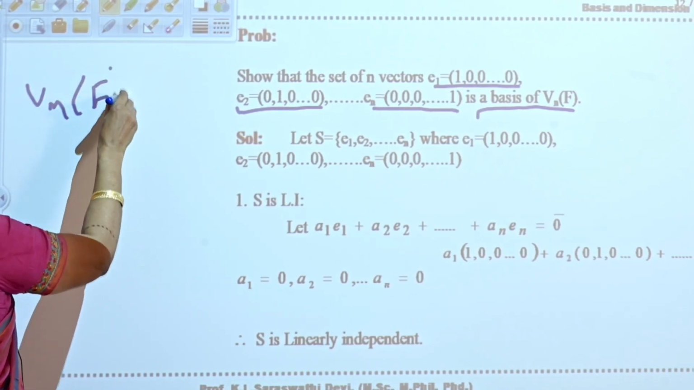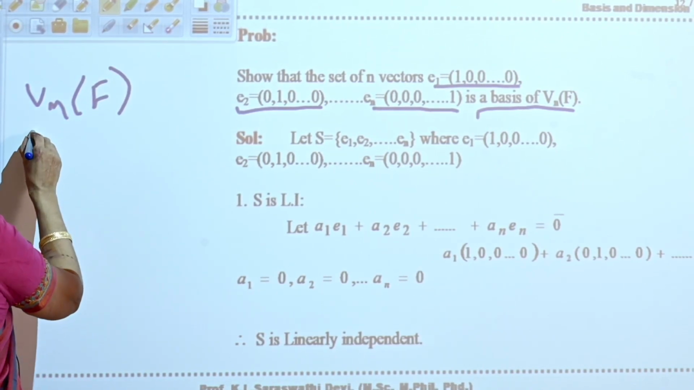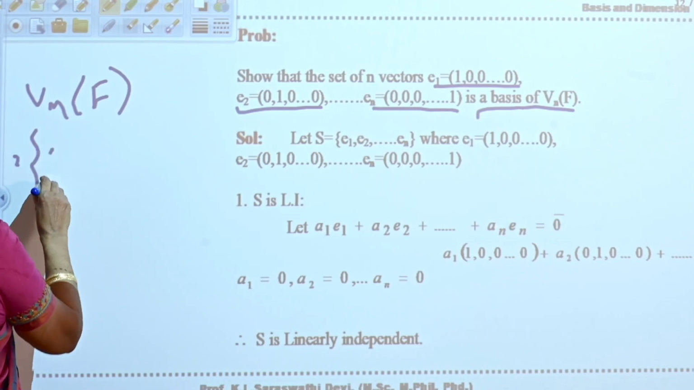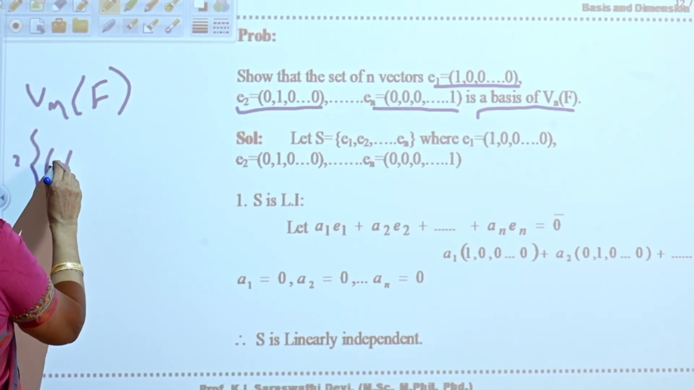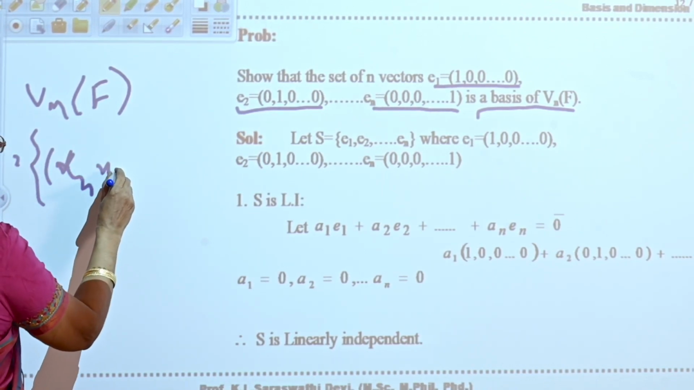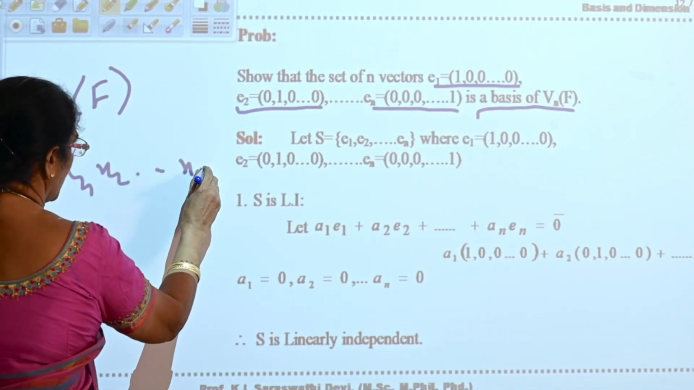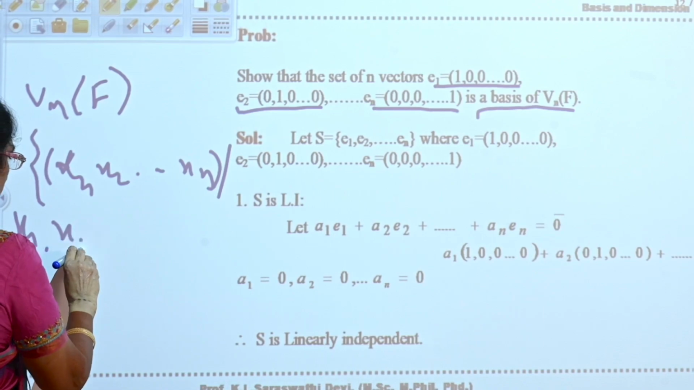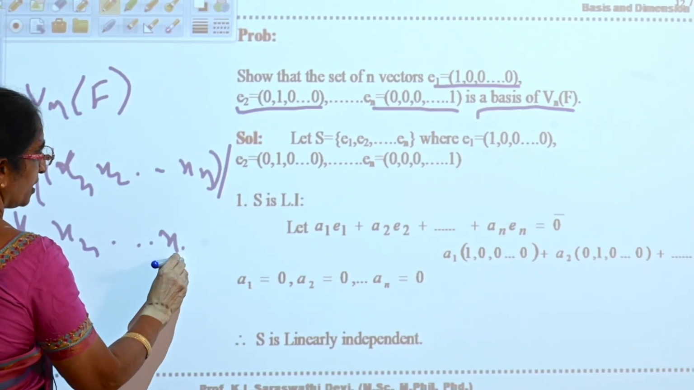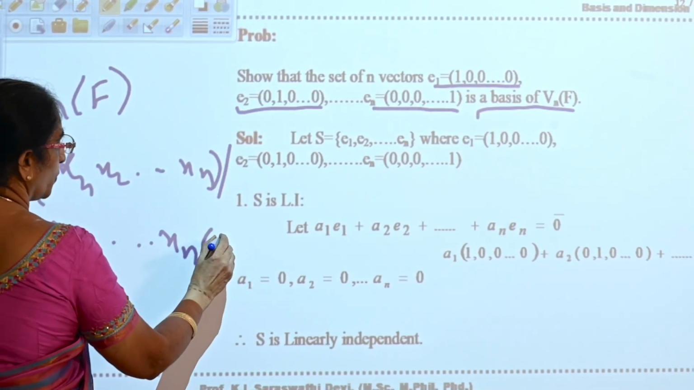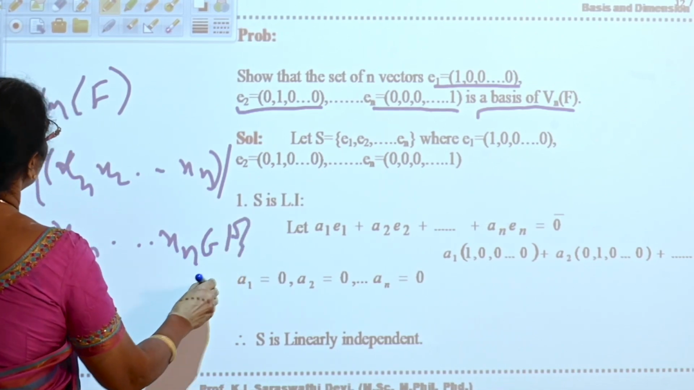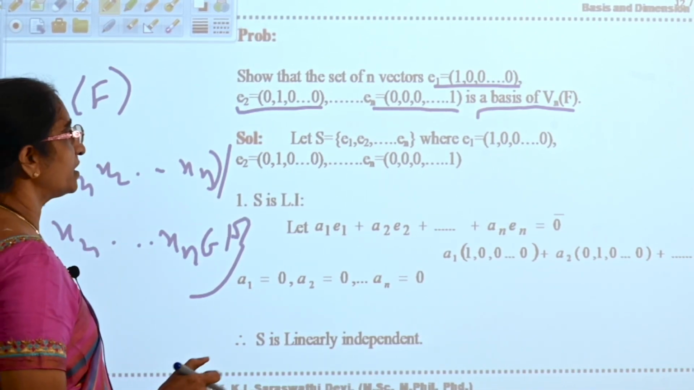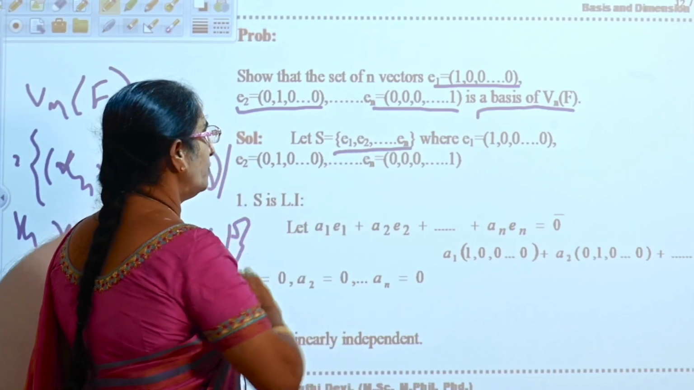Vn(F) is nothing but the set of all ordered n-tuples, that is (x1, x2, and so on, xn), where x1, x2, and so on, xn belong to F. This is Vn(F). For this set, this S will be the basis.